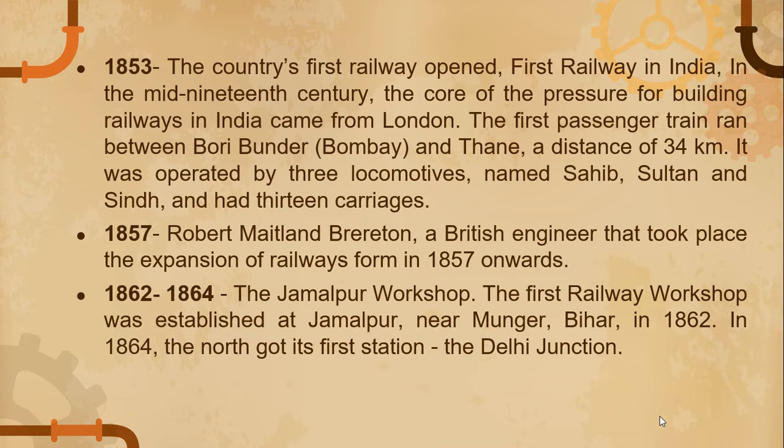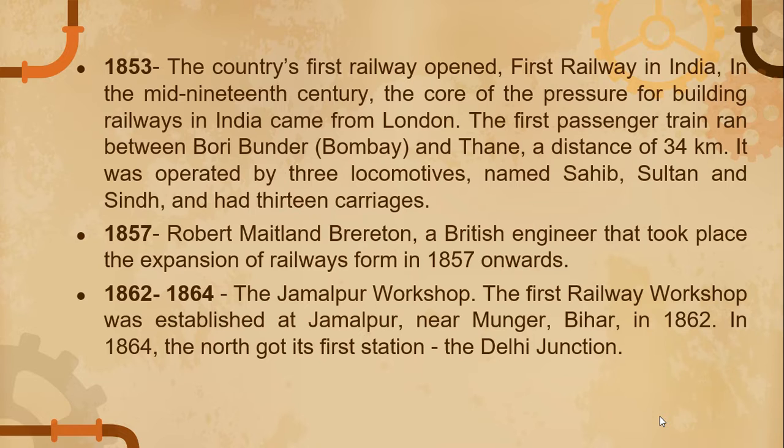In 1857, Robert Maitland Brereton, a British engineer, took charge of the expansion of railways from 1857 onwards. In 1864, the Jamalpur workshop, the first railway workshop, was established at Jamalpur near Munger, Bihar. And in 1864, the North got its first station, the Delhi Junction. It is one of the oldest cities in India and was a major station and junction and remains so to date.